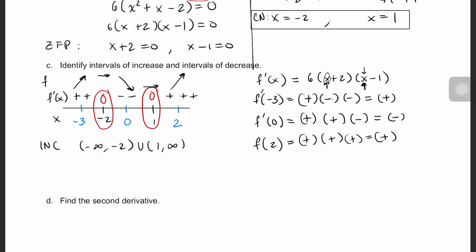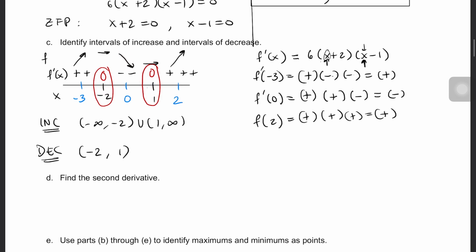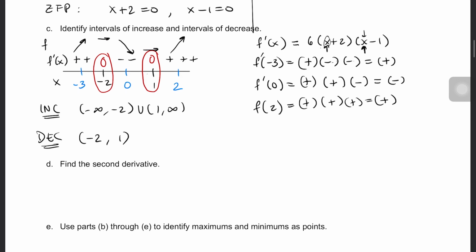And then don't forget to put the union symbol. And then it's decreasing between -2 and 1. Right? If you think about it, that's a place where the function is decreasing. And there you go, right? So we found that part.